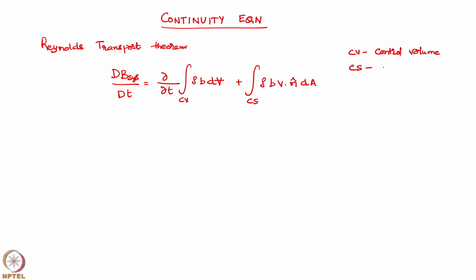CS means control surface. Now B can be any parameter, but for conservation of mass, small b is equal to simply 1, but capital B is m times small b, where m is mass. Now what does that physically mean? You don't understand with these terms. So let us write, that is the time rate of change of the mass of the coincident system.